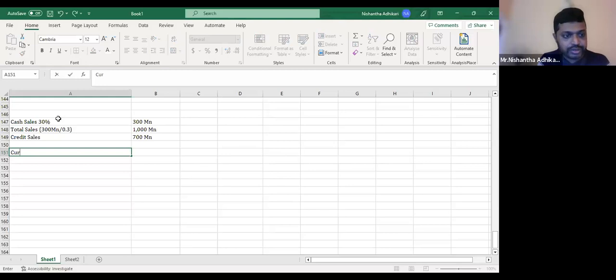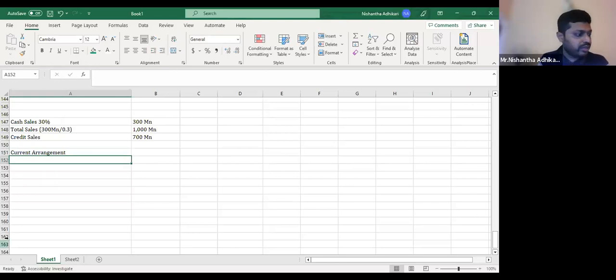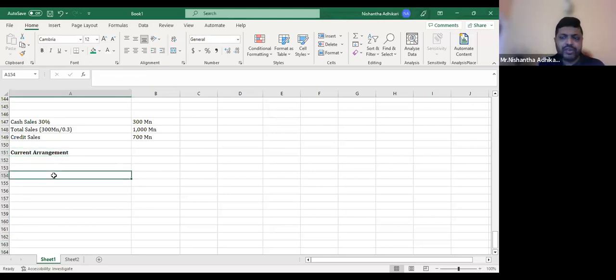Current arrangement. If you collect your own, what would be the value, right? Because a similar kind of illustration was there in the study pack as well, right? We'll see the current arrangement. When you're going to calculate the current arrangement, you have to see the current debtor balance.